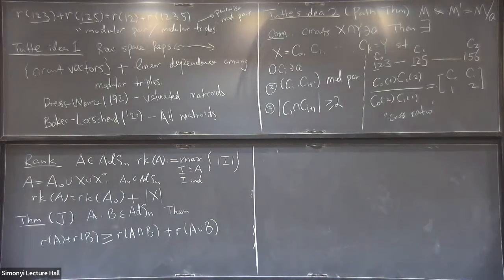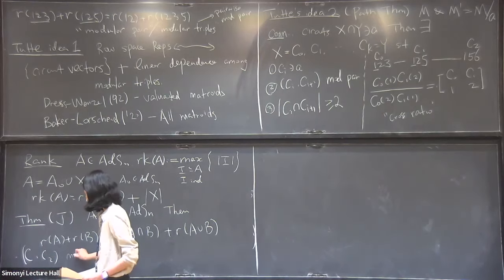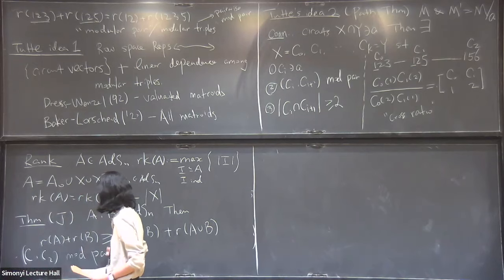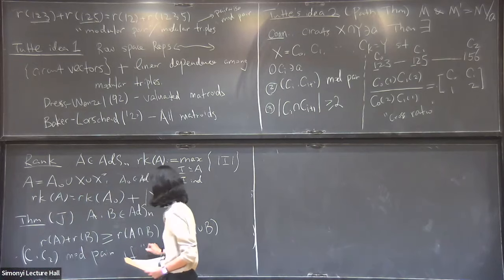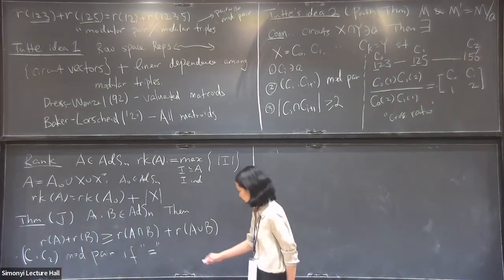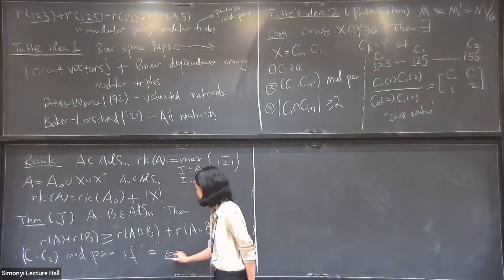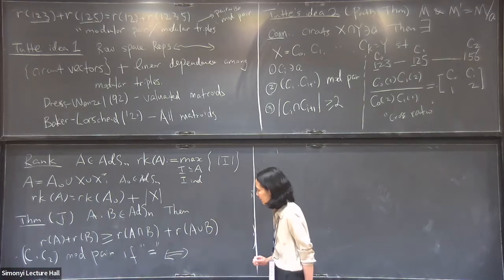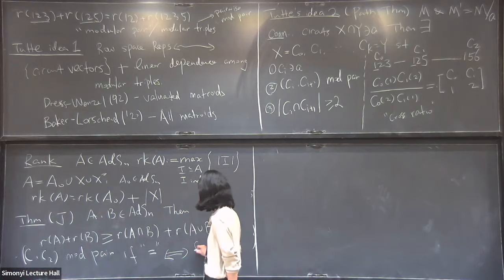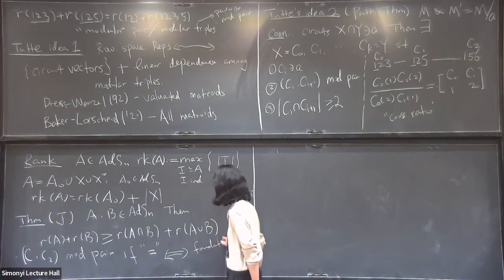Now let's say C1, C2 inside an orthogonal matroid is a modular pair if we have equality. And you can also prove that it is equivalent to saying that they are the fundamental circuits of the same basis.